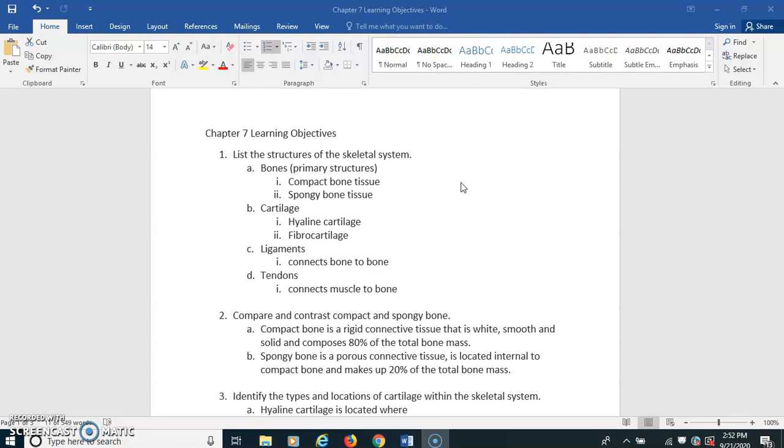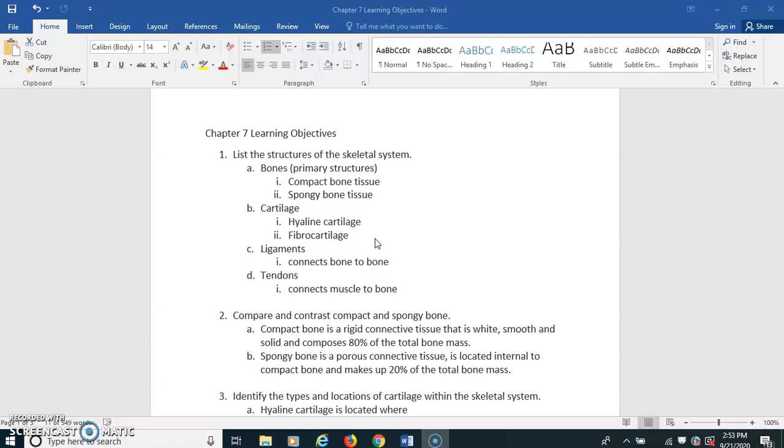And then cartilage. We looked at hyaline cartilage under the microscope in Lab 3, so everybody is probably familiar with what that looks like. One other type of cartilage that we didn't look at in Lab 3 was fibrocartilage, but that's another cartilage that you can find associated with the skeletal system. And again, there'll be another objective where we talk more about the cartilages. And then ligaments and tendons.